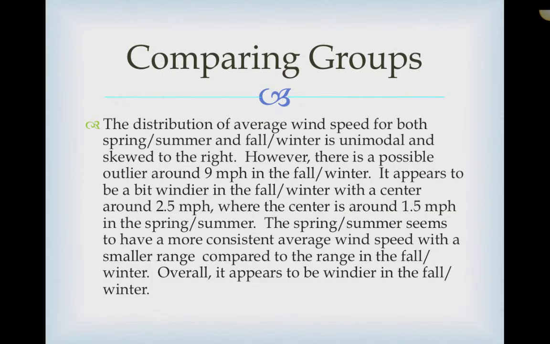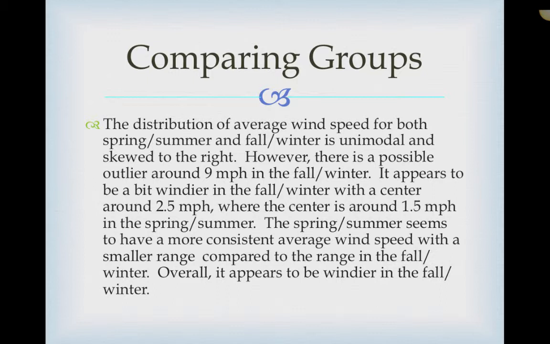the distribution of average wind speed for both spring-summer and fall-winter is unimodal and skewed to the right. However, there is a possible outlier around 9 miles per hour in the fall-winter. It appears to be a bit windier in the fall-winter with a center around 2.5 miles per hour, where the center is around 1.5 miles per hour in the spring-summer. The spring-summer seems to have a more consistent average wind speed with a smaller range compared to the range of the fall-winter. Overall, it appears to be windier in the fall/winter.